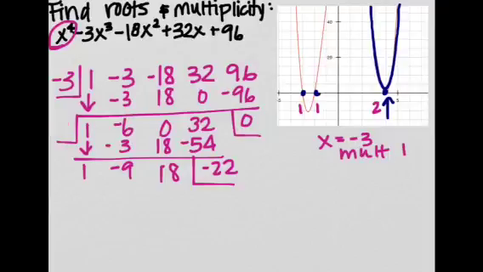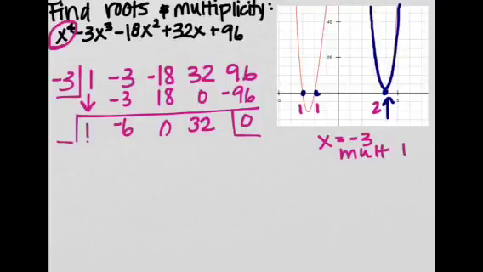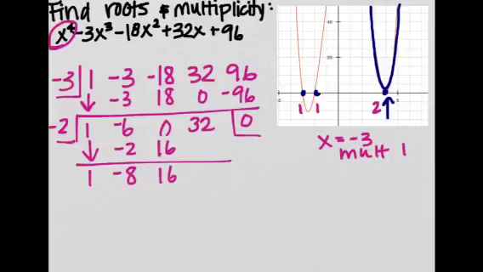So once we've determined that, let me just erase the -3. We can move on to our next root. So the next root we have is -2. So we're going to do synthetic division with -2. Bring this down. This is -8. We get 16, 16, and -32 gives us a 0. So we can see that x equals -2 works as well. And from the drawing alone, we can see that we have a multiplicity of 1.